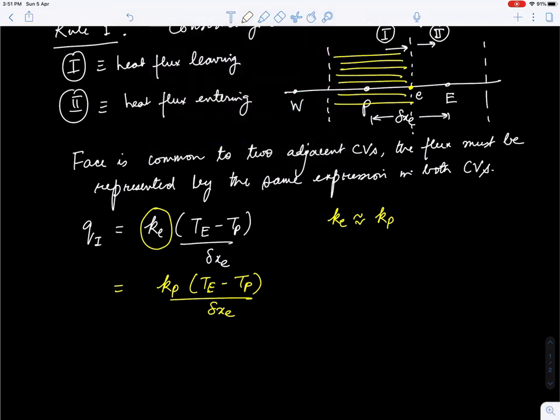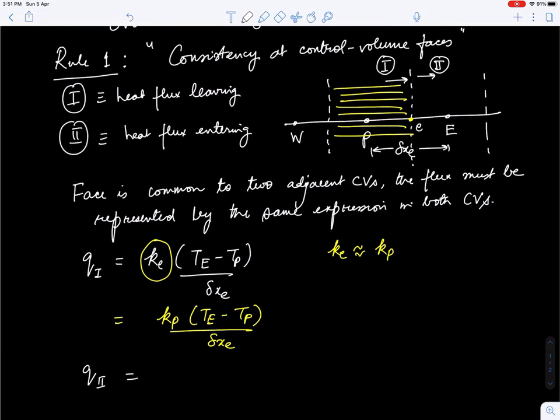Now in that same way I can write Q2. Q2 would be the heat flux entering into the adjoining control volume. By the same logic, that would become equal to KE times TE minus TP by delta XE.